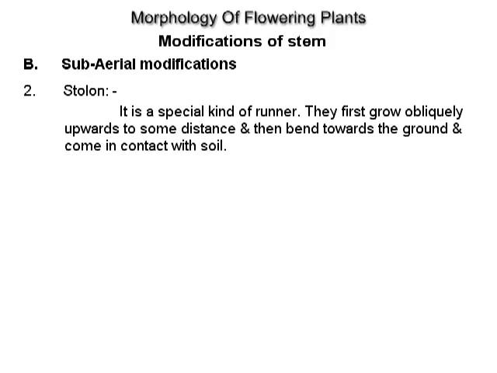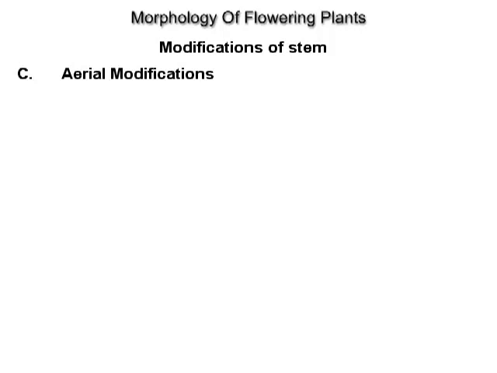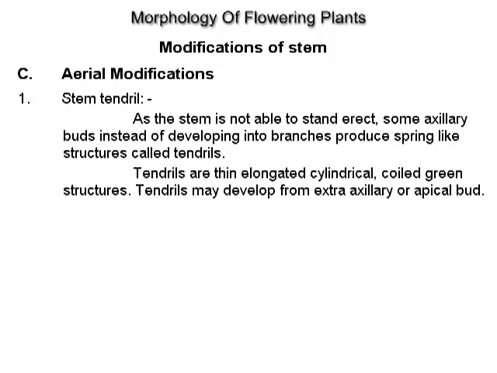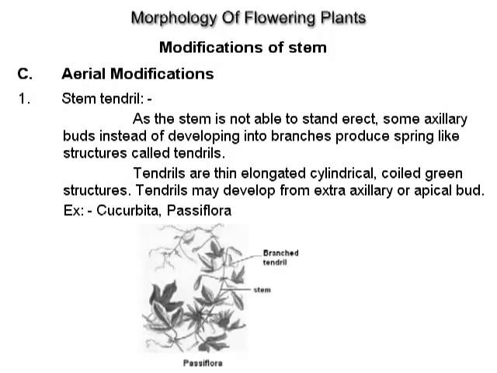Stolon. It is a special kind of runner. They first grow obliquely upwards to some distance and then bend towards the ground and come in contact with soil. Example, fern, Mentha piperita. Aerial modifications. Stem tendril. As the stem is not able to stand erect, some axillary buds, instead of developing into branches, produce spring-like structures called tendrils. Tendrils are thin, elongated, cylindrical, coiled, green structures. Tendrils may develop from extra-axillary or apical bud. Example, Cucurbita, Passiflora.